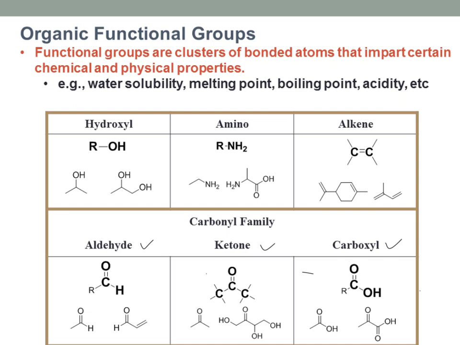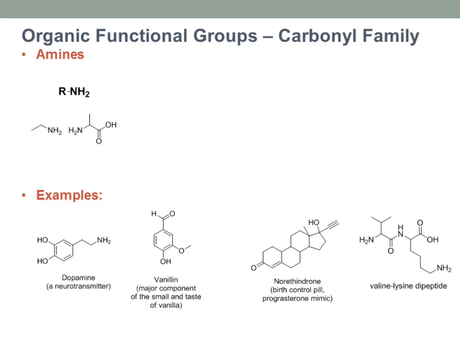So in this one, we're going to talk about the hydroxyl group, also known as the alcohols, the amino group, which is a type of amine, and then the alkenes, which are all just known as alkenes. They don't have any other special name. So let's take a look at our first.